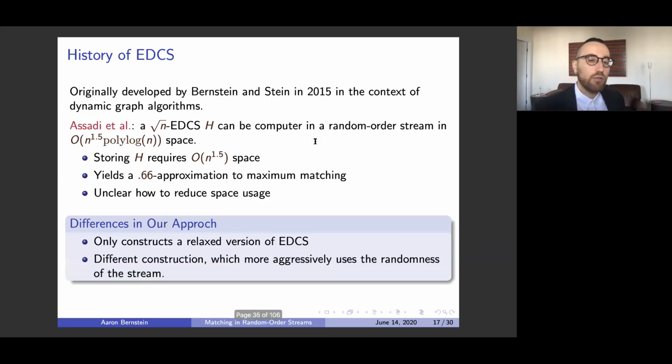Instead, our approach is going to do two things. First off, we're not going to directly compute an EDCS. Instead, we're going to compute a relaxed version of it. And second off, we're going to use a very different construction, which much more aggressively uses the randomness of the stream.